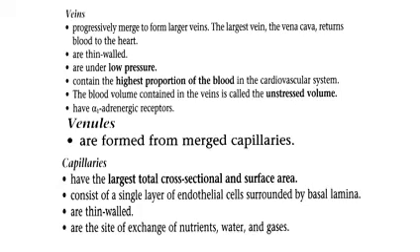The veins carry the deoxygenated blood. They are thin walled, they have low pressure, they contain the highest proportion of blood, and they have the largest total cross sectional surface area, as it is written over here. They are thin walled and involved in the exchange of nutrients, water and gases. They are all involved in the venous region.